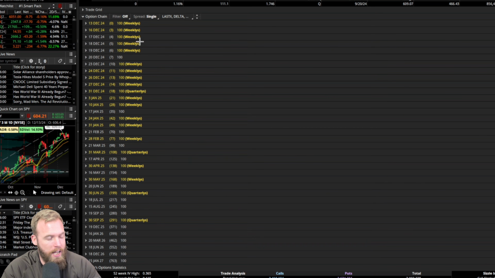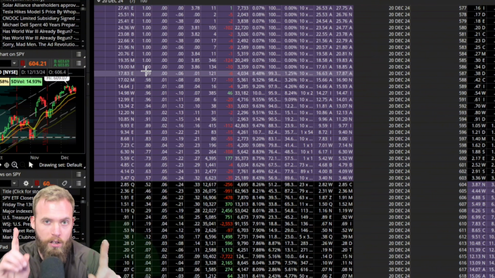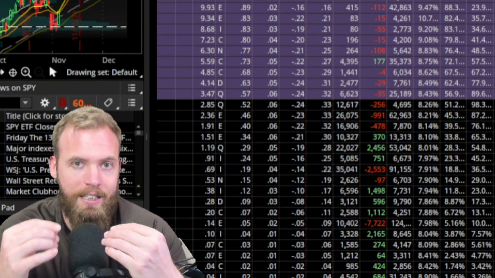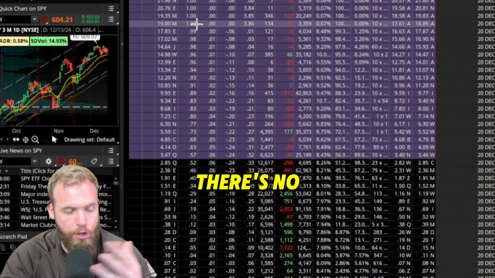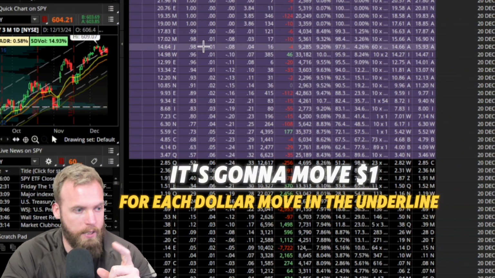If I buy an option that is a higher delta, it's going to be more expensive, but it's going to move closer for a dollar for dollar move in the underlying. It's also going to compound less. What that means is this one delta, there's no compounding value. It's going to move $1 for each dollar move in the underlying.